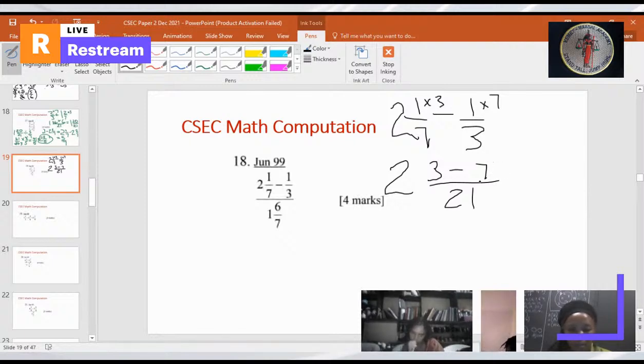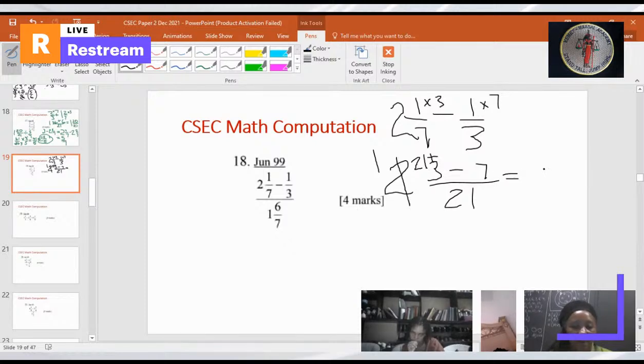Miss, you're going to take a whole from the 2, and that leaves you 1, miss. Take 1 from the 2, leave 1. Yes, miss, and then you're going to bring that 1 as 21 over 21. Add the 21 to the 3, and we get 24.